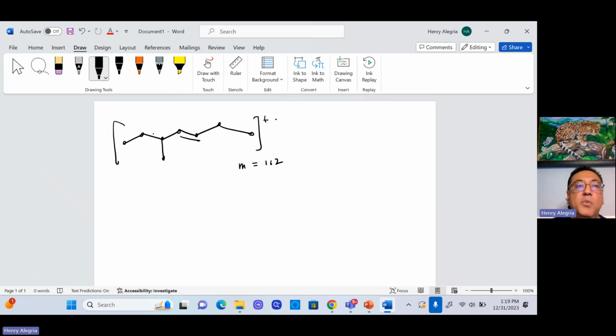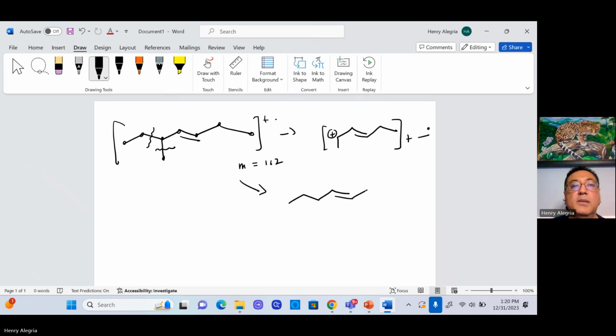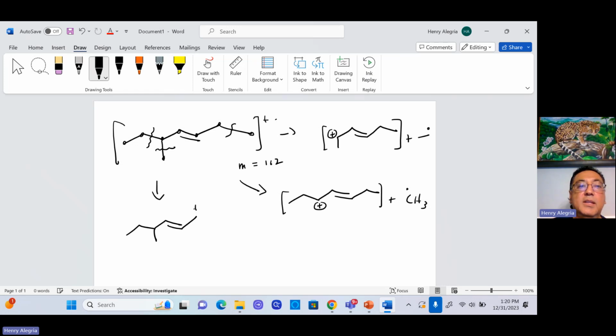So here, I would predict that this would prefer to break so as to yield an allylic carbocation if possible. One way would be if I cleave here, that would yield the plus charge here, which would make it secondary and allylic, and the radical would be this 2-carbon radical. Now I could also break here, in which case I would get this secondary carbocation and a methyl radical. And I could also predict that I would break that carbon-to-carbon bond, which would give me the following allylic carbocation here, and I would get a methyl radical.